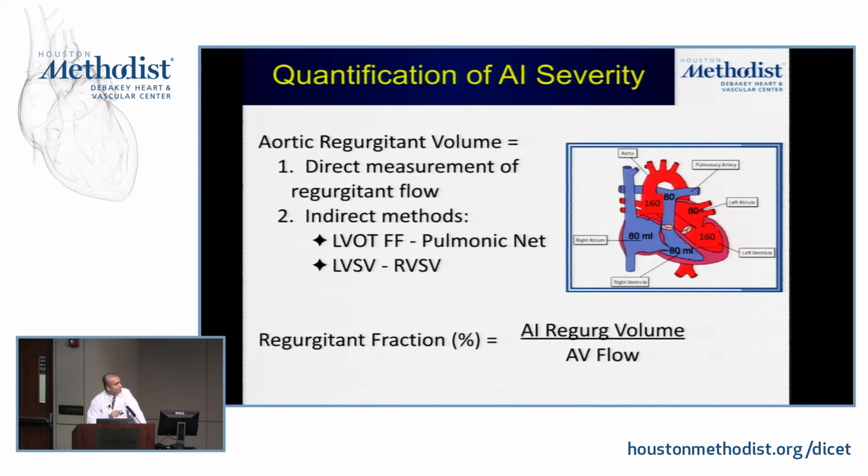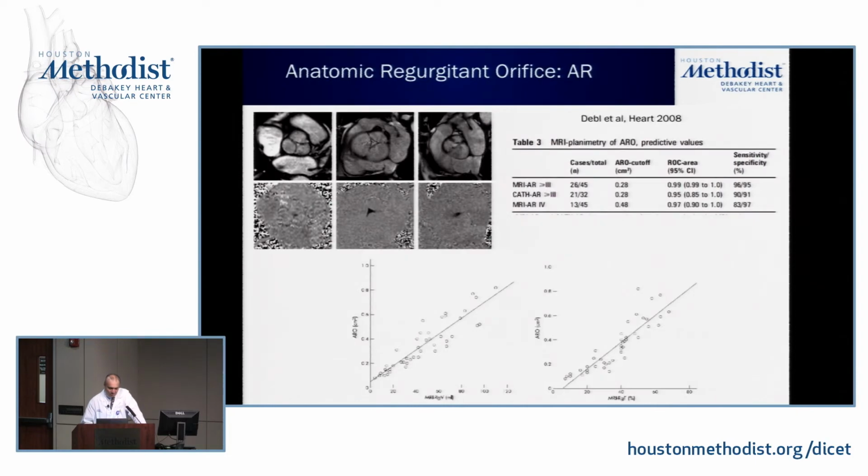And then lastly, as a last resort, as long as there's no other regurgitant lesions, you could compare the LV stroke volume to the RV stroke volume. But recognize that that methodology will not be accurate if you have coexisting MR or coexisting TR as well. And also, from an anatomic standpoint, you could look at the size of the anatomic regurgitant orifice, and in this particular study, they were able to demonstrate that an ARO of greater than 0.28 was associated with grade 3 or 4 regurgitation, and an ARO of greater than 0.4 was associated with grade 4 aortic regurgitation.